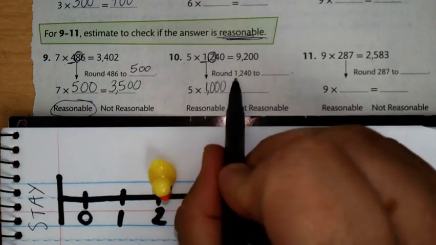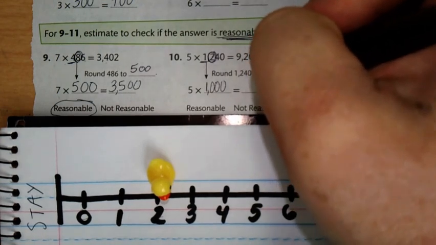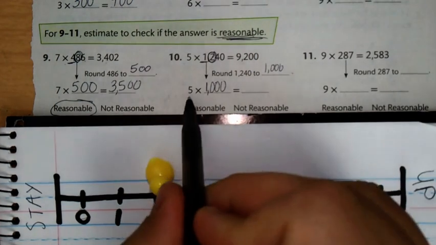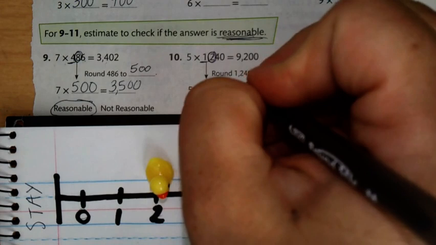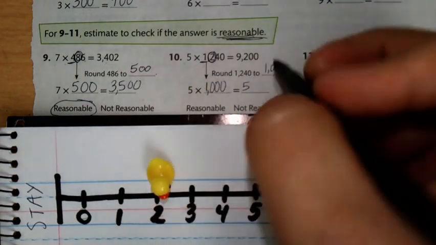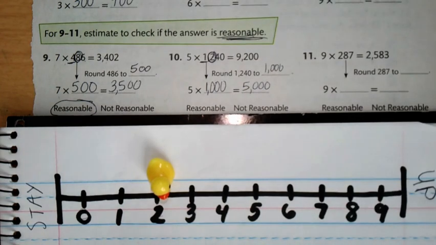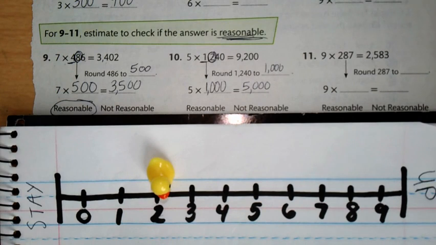So what did I round 1,240 to? I rounded it to 1,000. Okay. 5 times 1, or 1 times 5, is 5. And then I need 1, 2, 3 zeros. So my estimate is, it should be somewhere around 5,000, right? Like that's about where it should be.